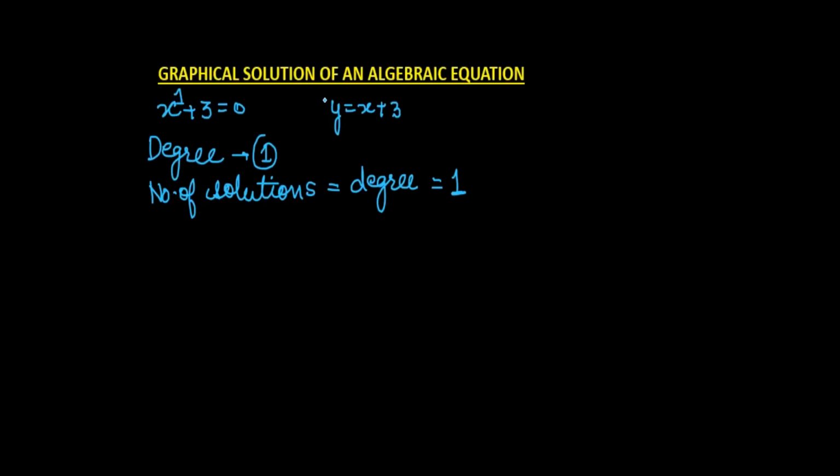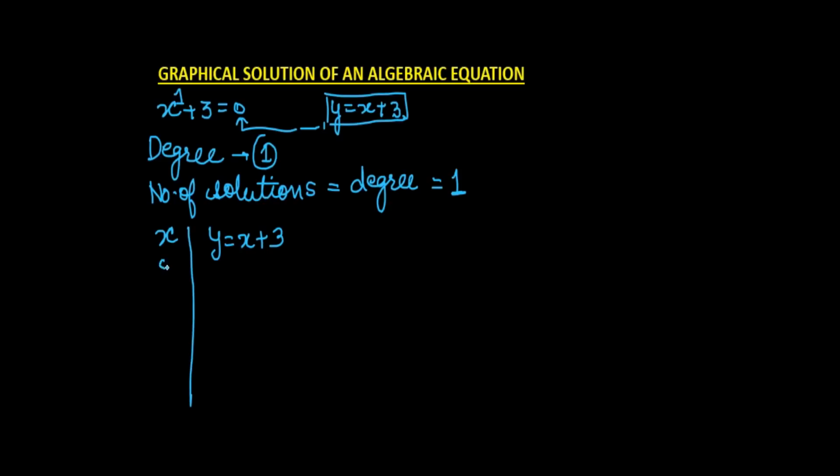We have to plot y is equal to x plus 3 and we have to find those points for which our y is 0. That value of x will be our solution. So let us try plotting it. We'll take the x and the corresponding y. Y is x plus 3.